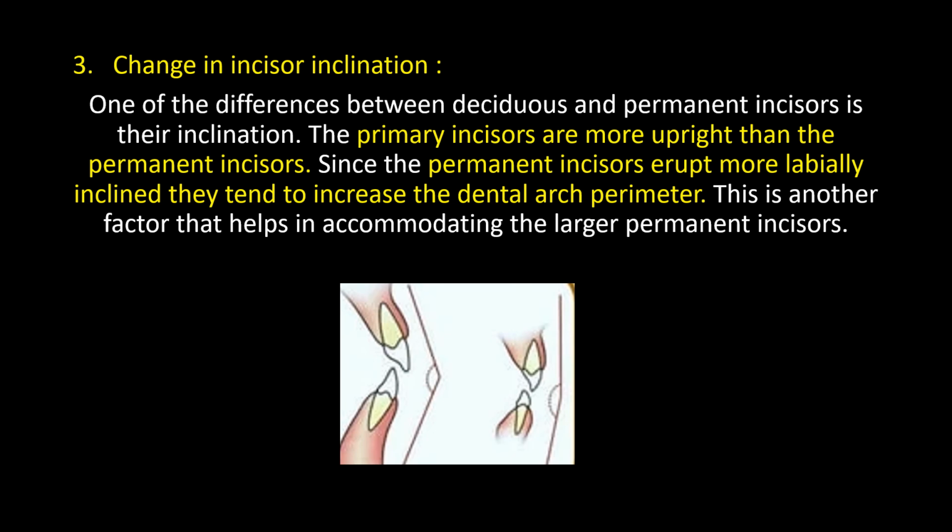Change in incisor inclination. One of the differences between deciduous and permanent incisors is their inclination. The primary incisors are more upright than the permanent incisors. Since the permanent incisors erupt more labially inclined, they tend to increase the dental arch perimeter. This is another factor that helps in accommodating the larger permanent incisors.